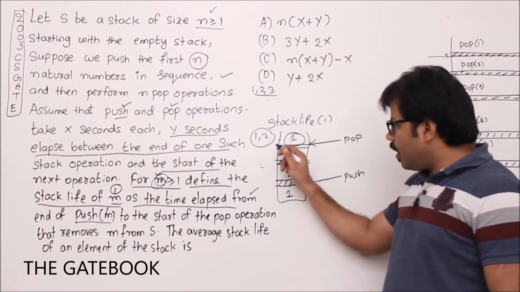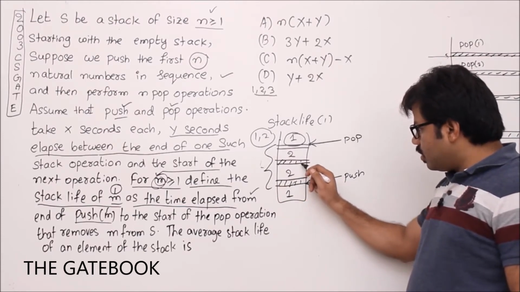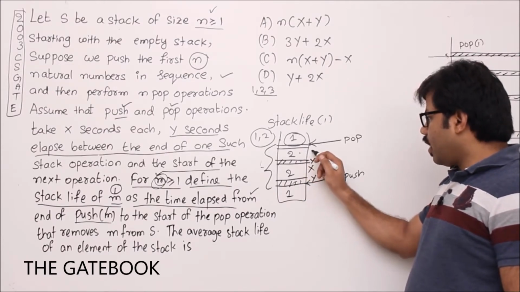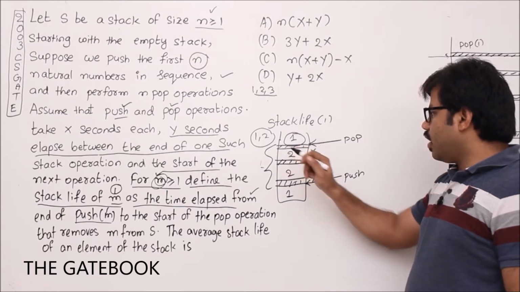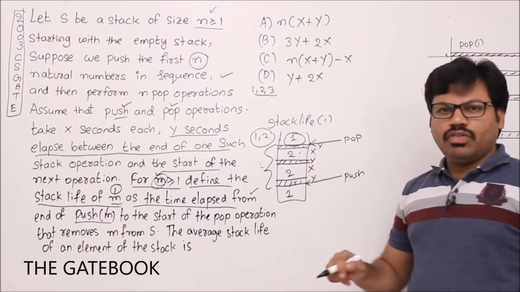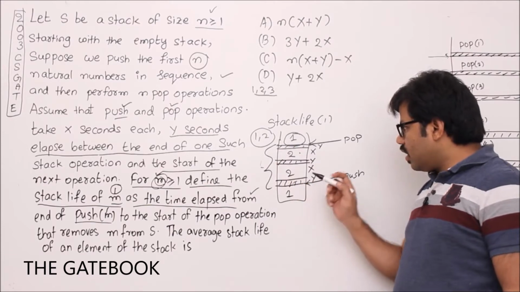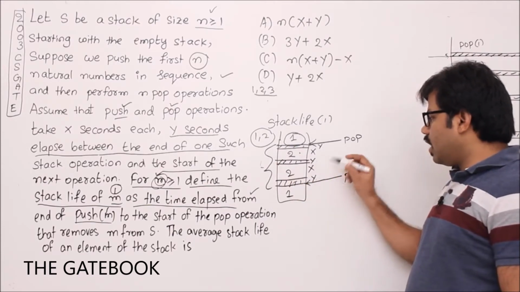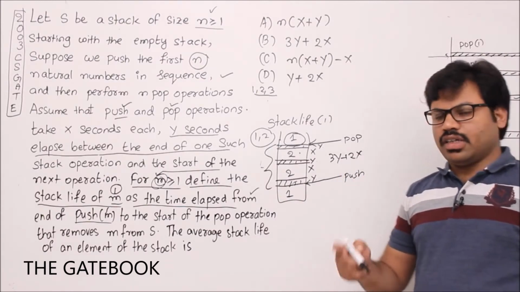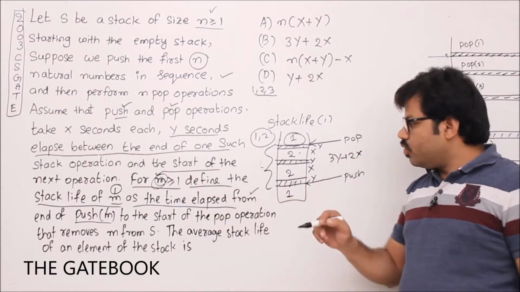Then what is the time elapsed? We'll see. Example, in this question, this is delay y, this is pushing time x, this is delay y, this is popping time x, this is delay y. After that, immediately we pop 1. So up to that point only we have to calculate, because he said the start of the pop operation. The start of the pop operation is here. Then what is the answer? y plus y plus y, that is 3y, plus 2x, right? So this is the stack life of 1, correct? Similarly, what is the stack life of 2? Read stack life of 2: end of the push operation.